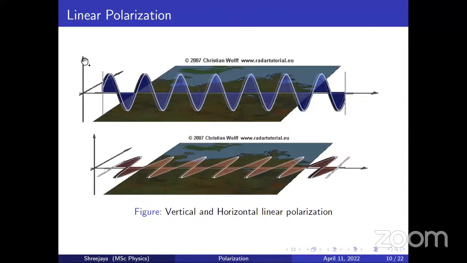Next, we'll see the two kinds of linear polarization that we already discussed once. So this is the axis of propagation, and we have the plane, like the electric field component vertical with respect to the axis of propagation. Then we obtain vertical linear polarization, and when the electric field component is horizontal along the axis of propagation, we get horizontal linear polarization.